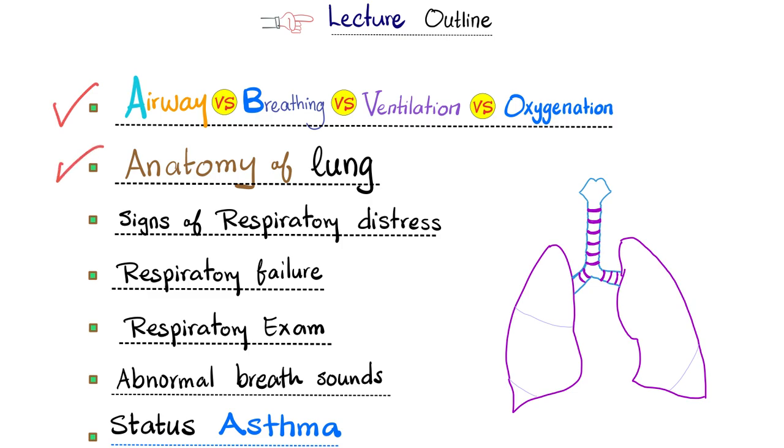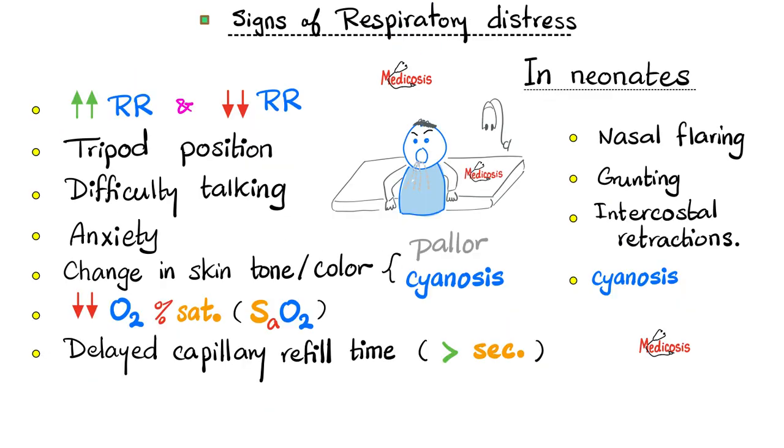What's the next topic? Signs of respiratory distress. These include tachypnea or bradypnea. The patient is sitting in the tripod position, meaning upright and leaning forwards with the upper half of the body. Difficulty talking, especially in complete sentences. The patient is very anxious. There probably is a skin tone change. Could be pallor, could be cyanosis. Cyan means blue, so cyanosis means bluish discoloration. Using pulse oximetry, there is decreased oxygen percent saturation and maybe delayed capillary refill time, which we have talked about before. It will be delayed more than 2 seconds, and that's not good.